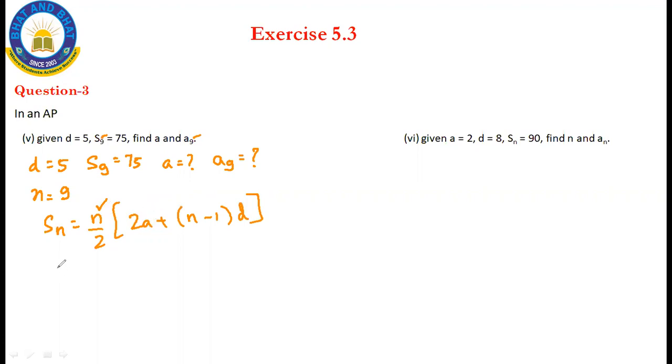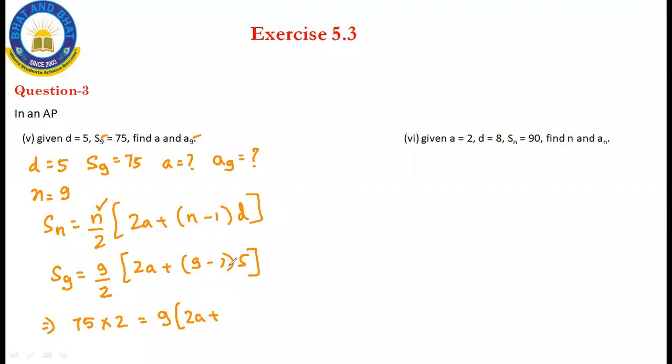So we can simply rewrite it, put n is equal to 9. So S9 is equal to 9 by 2, wherever Sn is there, I am substituting, into 2a plus 9 minus 1 into d, which is known to us as 5. S9 is also known to us from the given question, 75. This 2, if I take it to the left hand side, becomes 75 into 2 is equal to 9 into 2a plus 9 minus 1 is 8, 8 into 5 is 40. Now I can do a cancellation. 3 3s are 9. 3 2s are 6. 3 5s are 15.